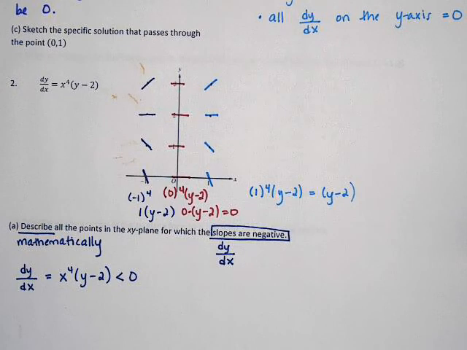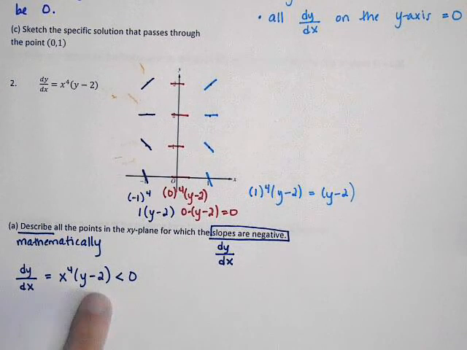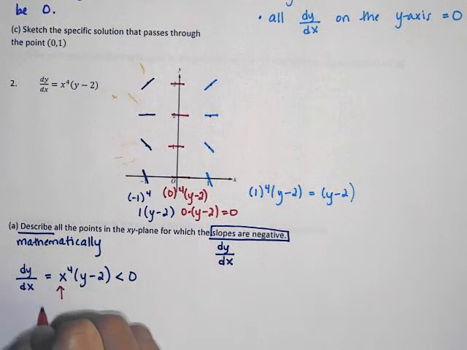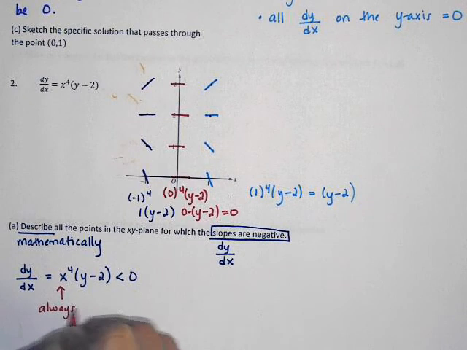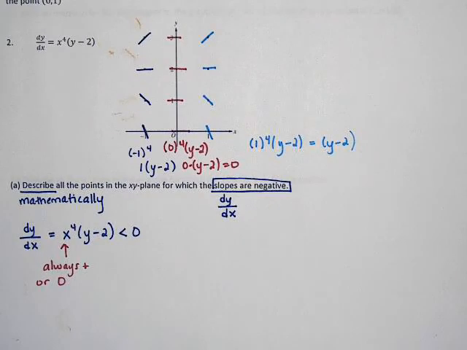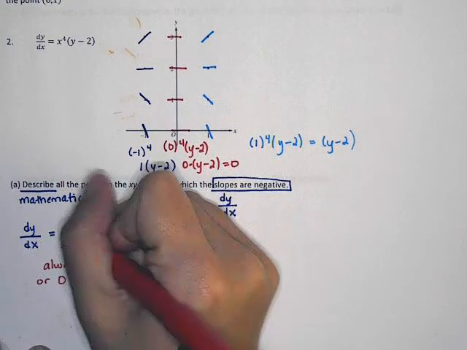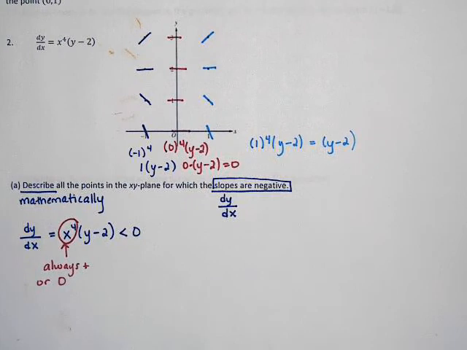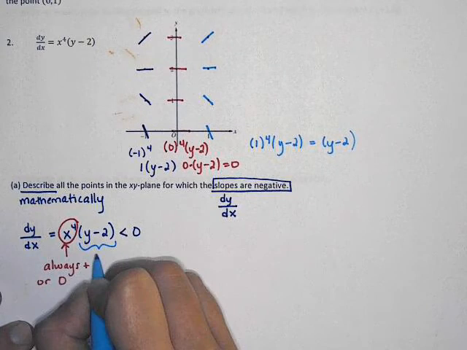Now to solve this, we need to think about this as two different factors. We can agree that x to the 4th is always positive or 0. For example, if x was 0, x to the 4th would be 0. But other than that, something to the 4th power is always positive. So there's no way that this factor will ever be negative. Which means the only way to make this product, a number times another number, into a negative answer is that this part of the product must be negative.